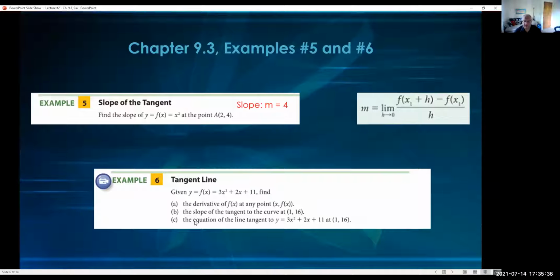Okay, so as you can see, we have another question about a tangent line. It says, given here's a function, please find the derivative of the function, which is an exercise that you would go through with the formula. Then find the slope of the tangent line at a particular curve, which is again identical to number 5. And last, it asks for the equation of the line that is tangent to that function.